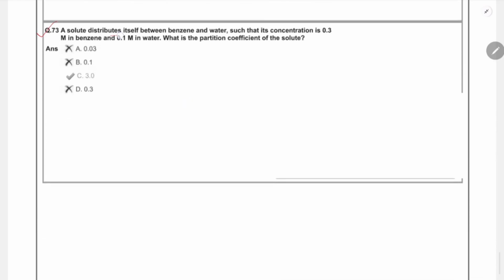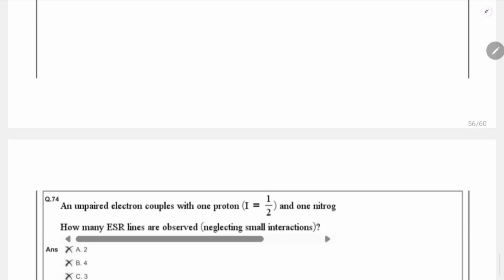A solute distributes itself between benzene and water such that the concentration is 0.33 in the organic phase and this in the water phase. What is the partition coefficient? Partition coefficient Kd is equal to concentration in the organic phase divided by concentration in the water phase. So in the organic phase, this concentration 0.3 divided by 0.1, that will be 3. So option C is correct.